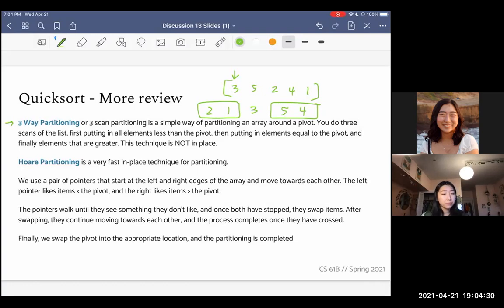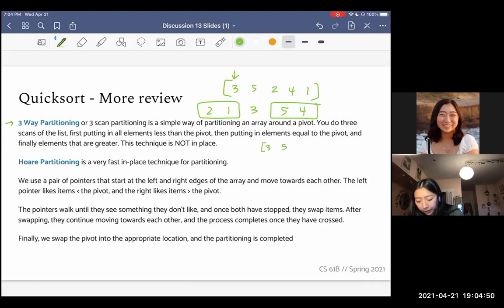3-way partitioning is simple. Basically, the idea is that you're just looking over the whole thing, but there's actually a faster and much more efficient way to do this, and it's in place, which means it's also better for memory. The idea is that we use a pair of pointers that start at the left and right edges of the array and move towards each other.